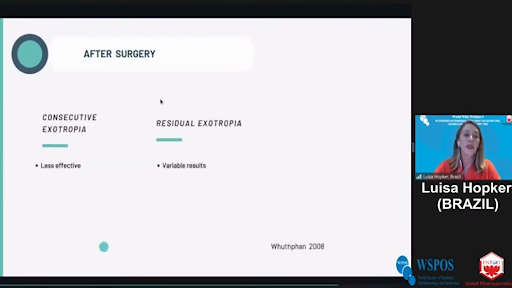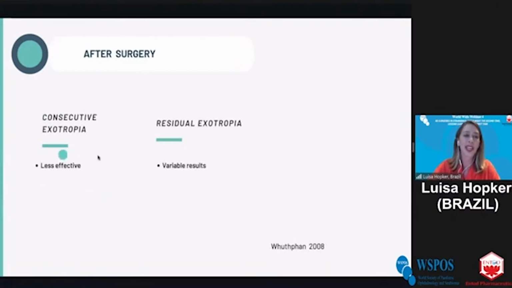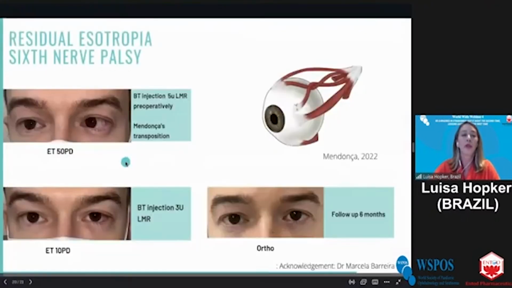And in consecutive exotropia, it's less effective. Dr. Dirmit has already taught us what is the best approach, and I totally agree. And residual exotropia also has variable results. So let's go for an example of a residual esotropia for sixth nerve palsy.